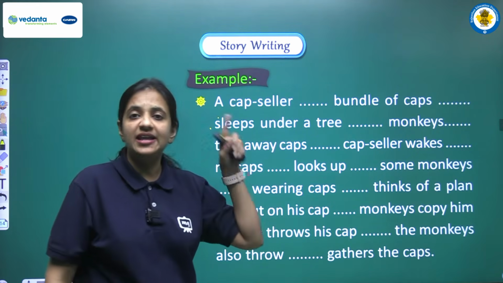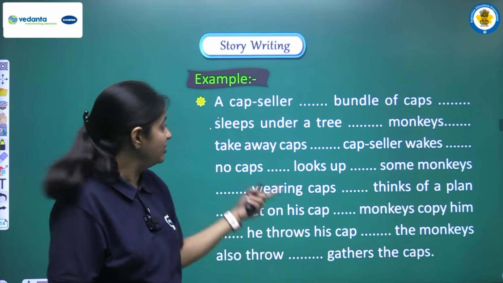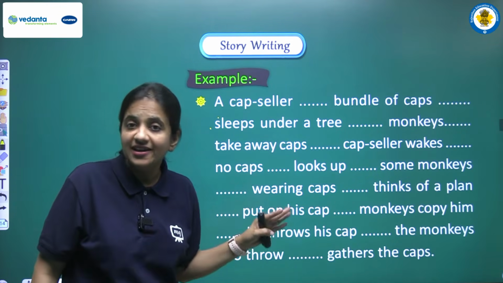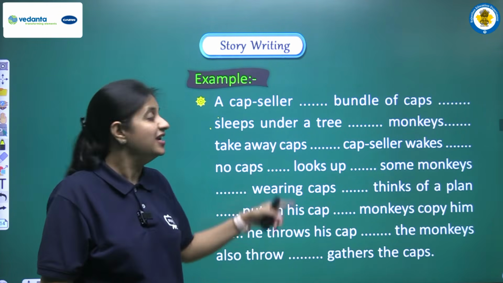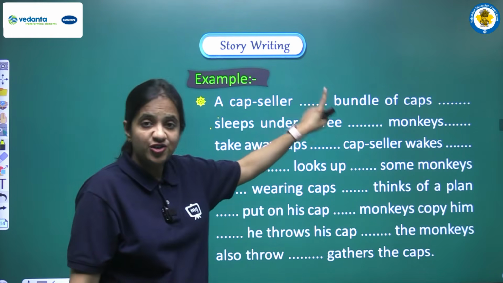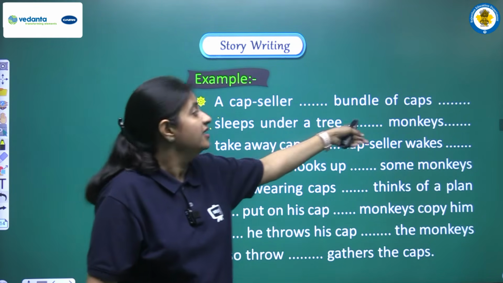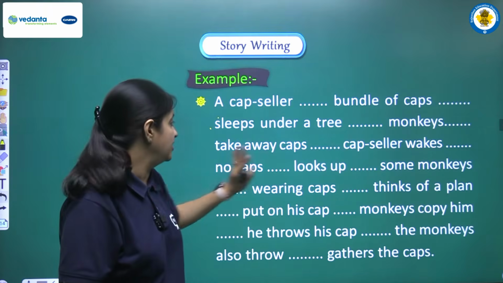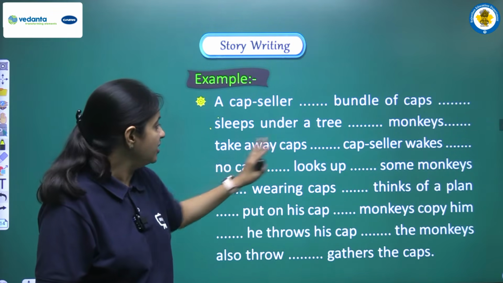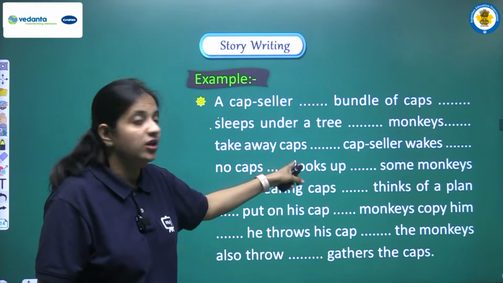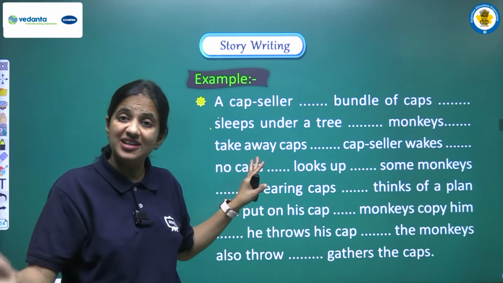So one day when he was going to one village, he was very much tired. He wanted to have some rest. Then he slept under one tree. So when he was sleeping, there were some monkeys on the tree, and those monkeys took away all the caps from the bundle of caps.